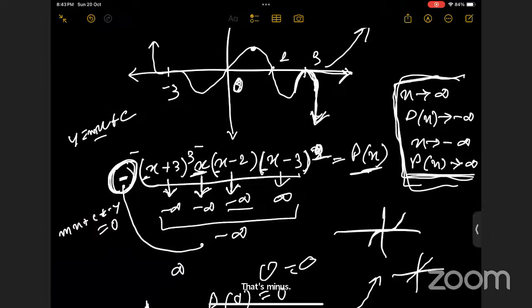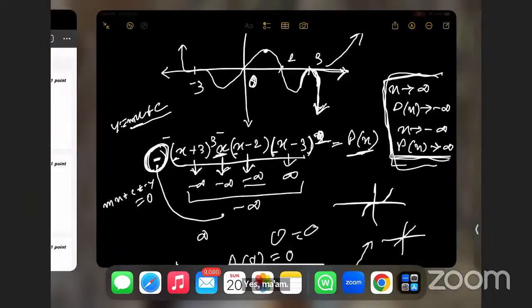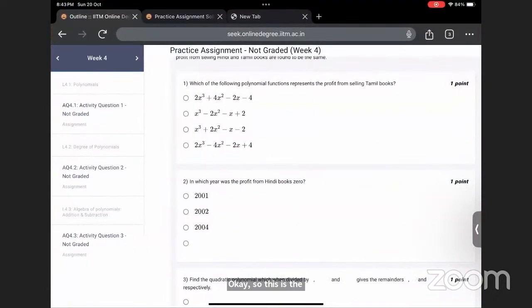Then this is not a polynomial, right? Then this becomes an equation, right? Yes, ma'am. So you are defining mx plus c as y. Okay, so this is an expression. This is a polynomial, so it will be a binomial. Okay, ma'am.